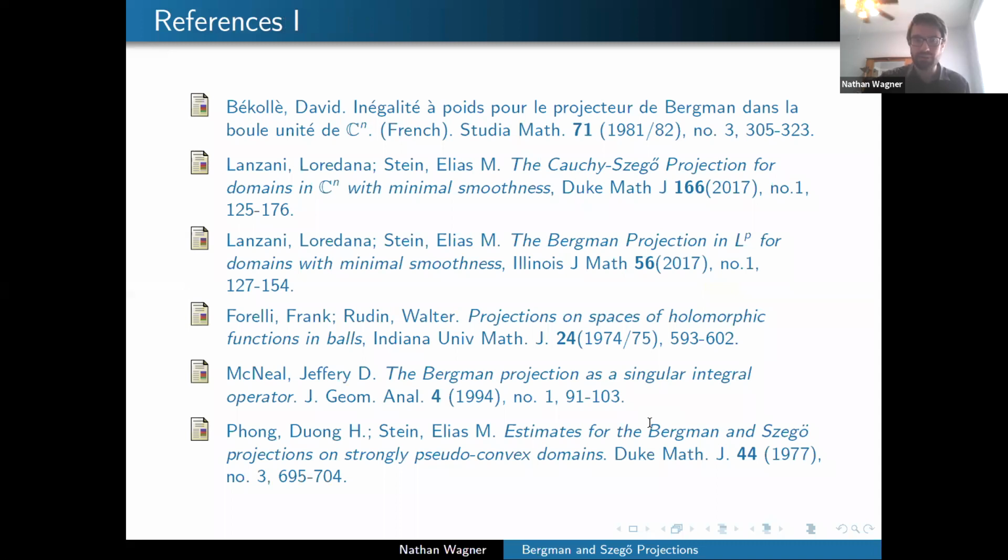Okay, here are some references: Békollé's paper, the papers by Lanzani and Stein, the Rudin and Forelli paper, the McNeal paper, Fefferman and Stein.